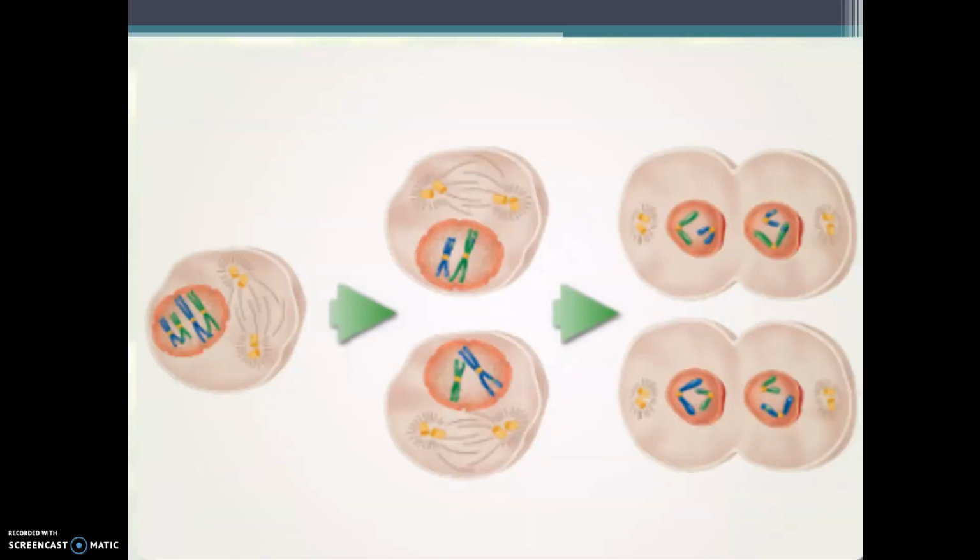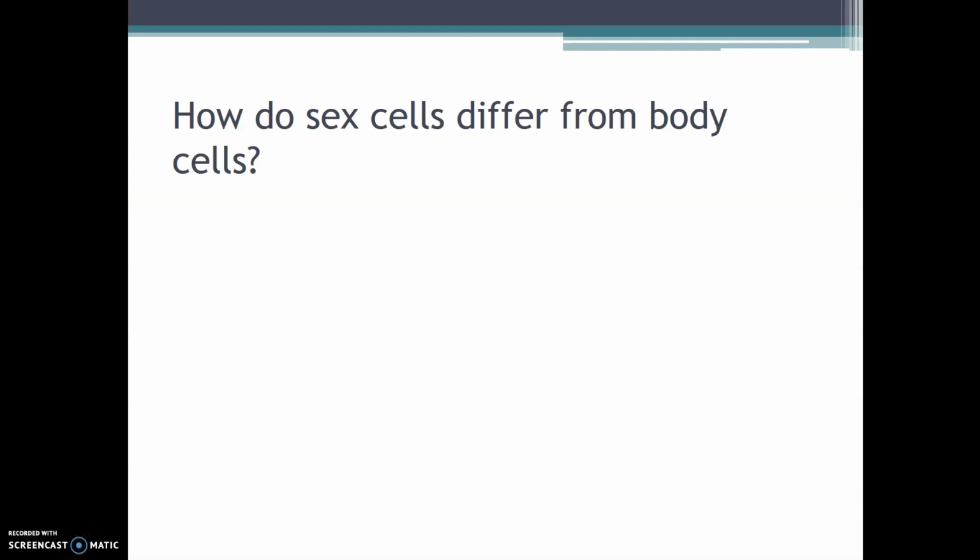So here's a picture of the process. This is a very overviewed picture. You start out with one cell, it divides once into 2 cells, and it divides again, and you get 4 cells. And we'll talk about this. This is mitosis times 2, basically.